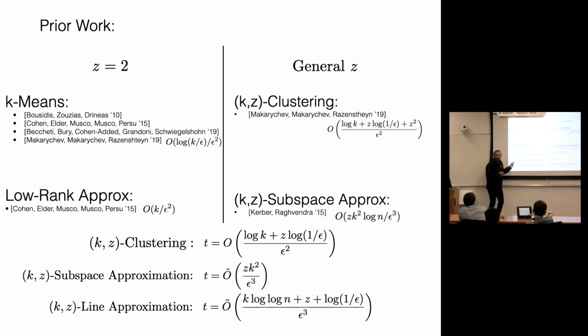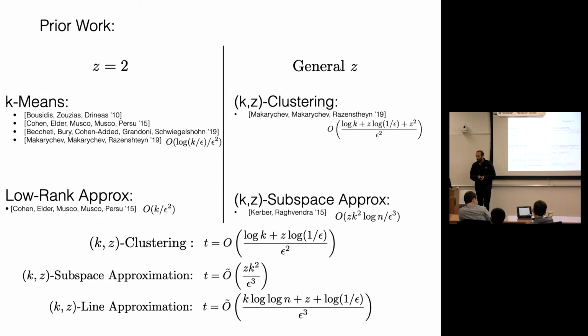Now we can say for k-line approximation, we're already starting to degrade. We're getting a k log n bound. The nice thing is that all these results are going to follow basically from one general principle, and that's what I'll present.